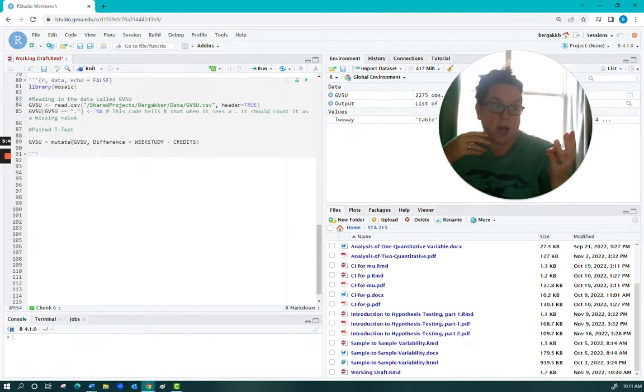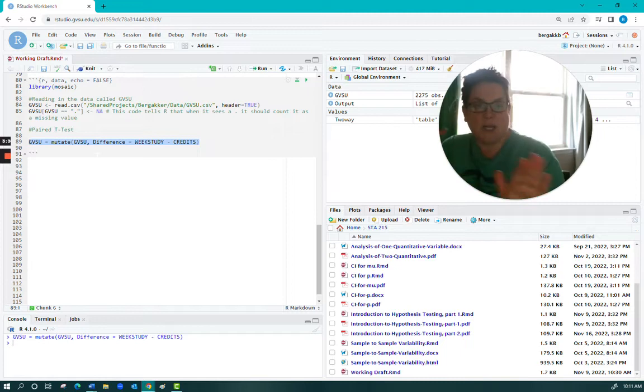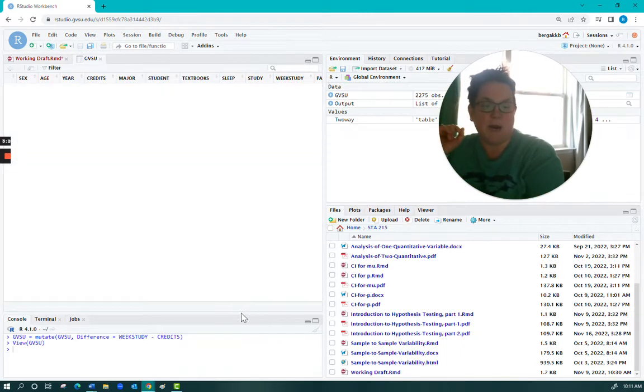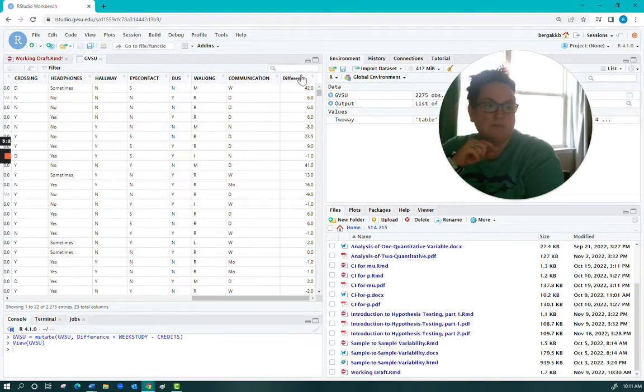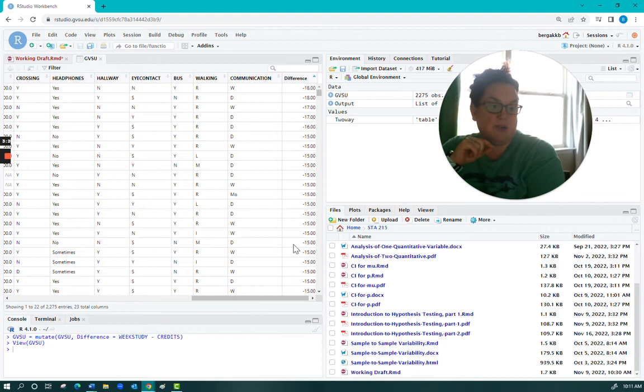Typically, they say 3 hours of work outside of class for every credit hour, but we're just going to do a blanket, like, week's study should be greater than credits. So we have a pair of measurements on each student, which is why this is paired data. Now, when I run that, you'll notice that nothing happens. If I were to go to the GVSU data set, you'll notice at the very end, so if we scroll all the way to the right, we have a new variable called differences.